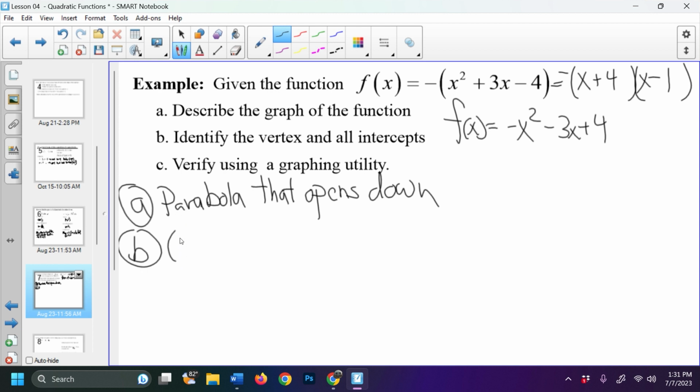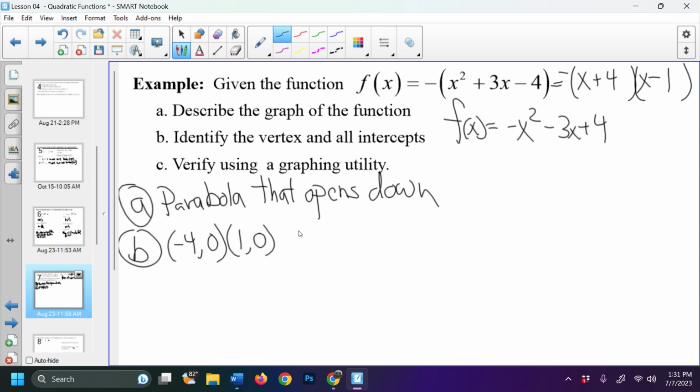And so my first x-intercept will be (-4, 0), because when I plug in negative 4 here, I'll get 0 out. And the other one will be (1, 0), because when I plug in 1 here, I will get 0 out.